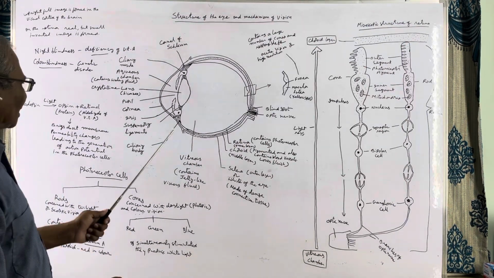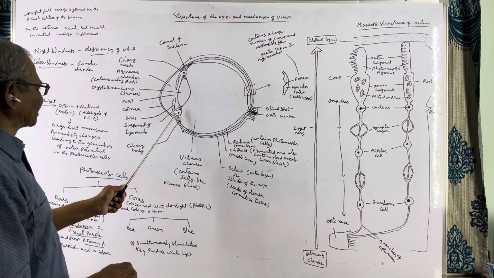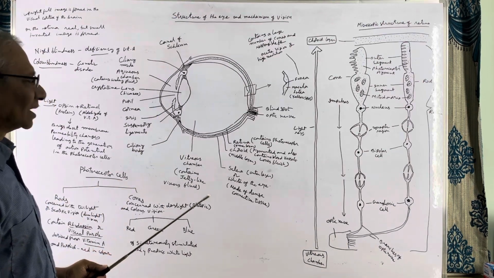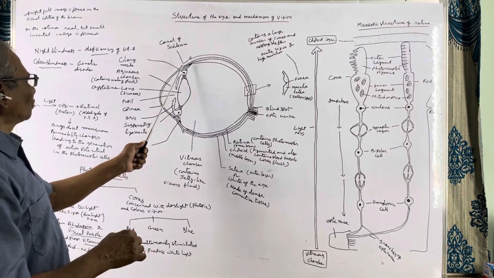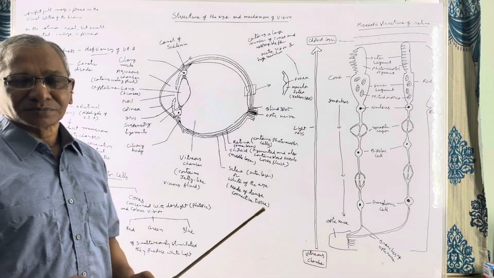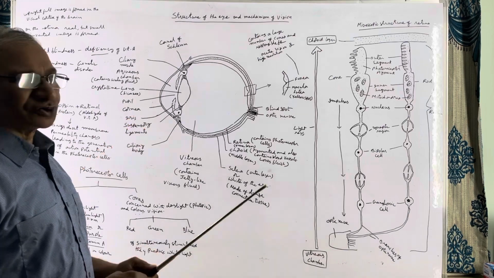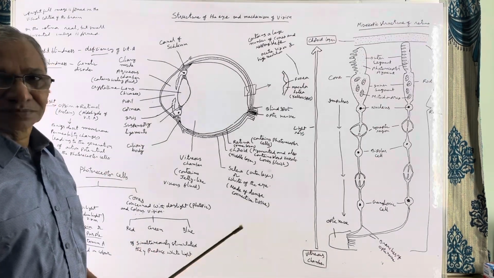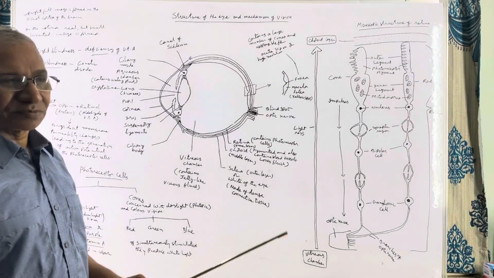The aqueous humor is secreted by the ciliary body, and that is released into the aqueous chamber. Excessive aqueous humor is released into the canal of Schlemm. And from the canal of Schlemm, the excess fluid is released into the venous system. So actually, the canal of Schlemm is a part of the lymphatic system. So the excessive fluid is released into the lymphatic system, and from there it goes into the venous system.